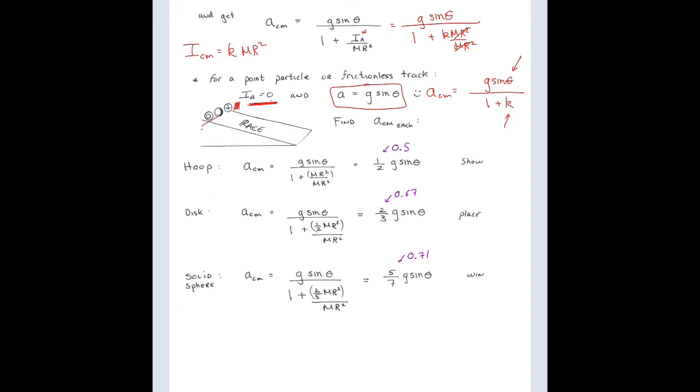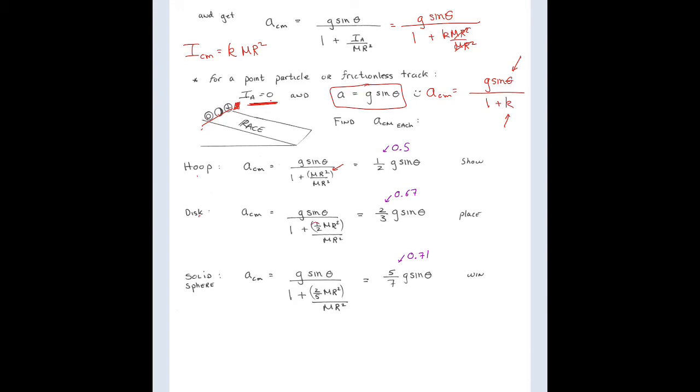So for the race, they're all at the same spot, and for each one, for the hoop, disk, and sphere, I put in the moment of inertia about axis A. So for the hoop, that's mr squared, so the mr squareds cancel. Careful, I have 1 plus 1 on the bottom, so I have a 2 on the bottom.